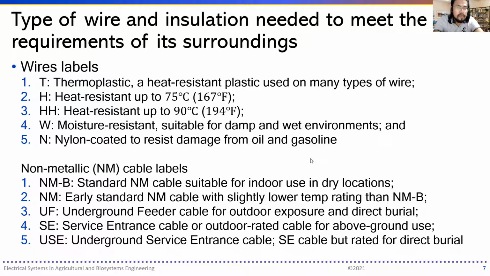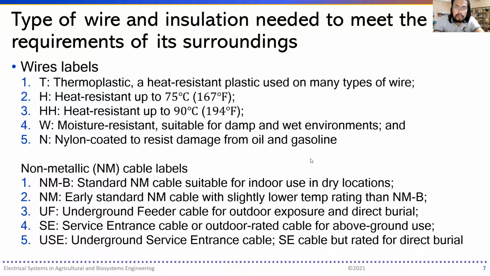Now there are non-metallic cables, and they're labeled as such: NMB, standard NM cable suitable for indoor use in dry locations. And there's the older version of NMB, and it's just labeled NM, meaning without a B, and thus having a slightly lower temperature rating than the current NMB used commercially today. You have the UF, underground feeder cable for outdoor exposure and direct burial in the ground.